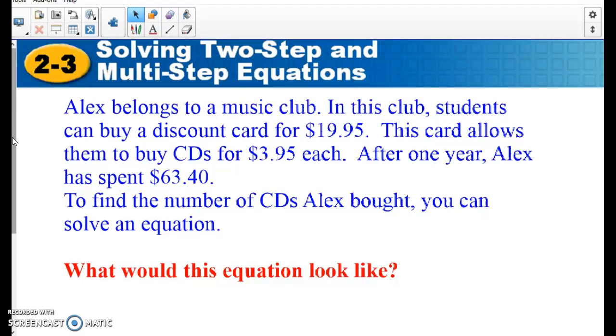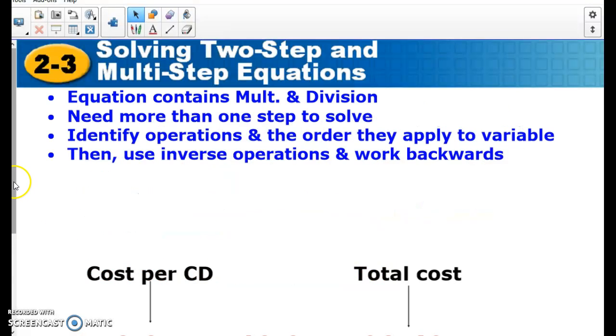So this is kind of like those discount cards with Sam's Club and Costco and things like that, where you're buying a discount card versus paying full price. Sometimes it makes sense to buy the discount card if you go there a lot, and sometimes it doesn't if you don't go there a lot. So in this case, we know he spent $19.95 on this discount card, and then $3.95 for each CD. And total for the year, he spent $63.40. We're trying to figure out how many CDs he bought.